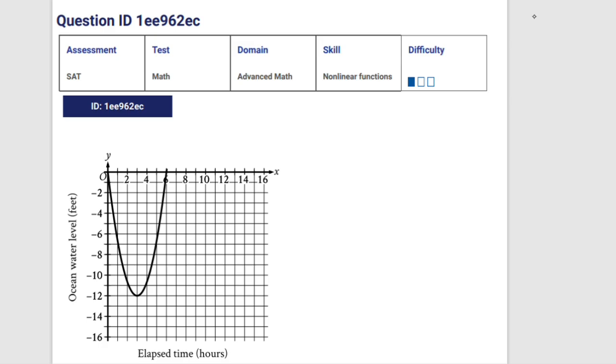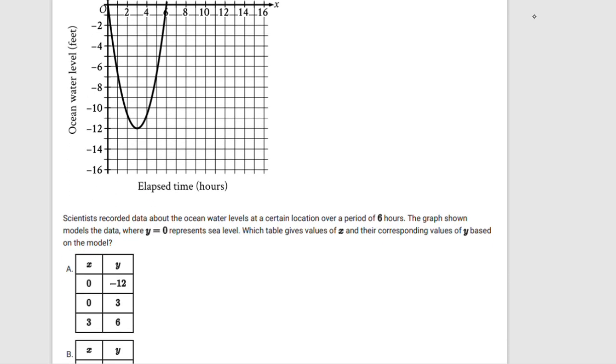Next, scientists recorded data about the ocean water levels at a certain location over a period of 6 hours. The graph shown models the data, where y equals 0 represents sea level. Which table gives values of x and their corresponding value of y based on the model? So we have a list of tables. We have to confirm which table is correct for the graph.